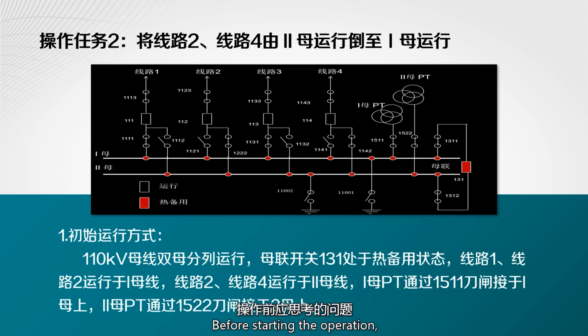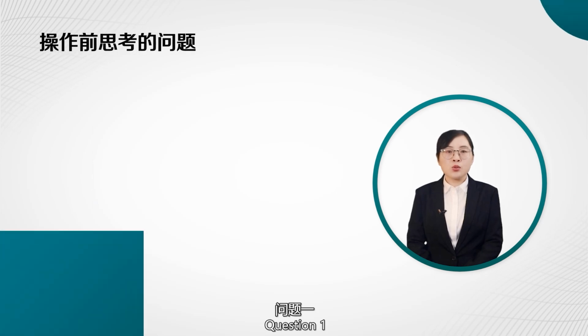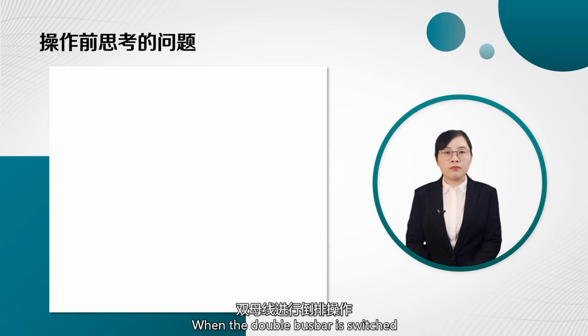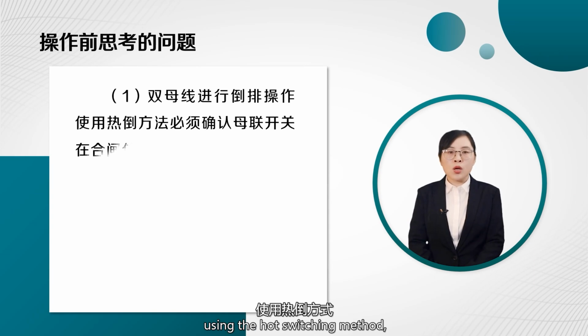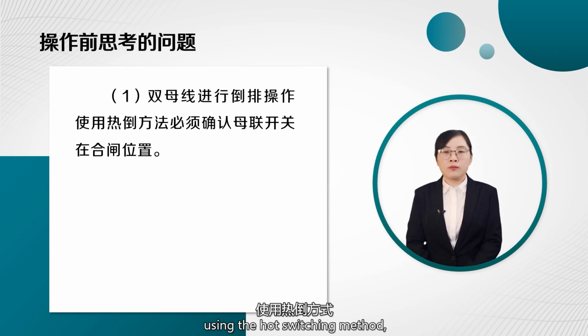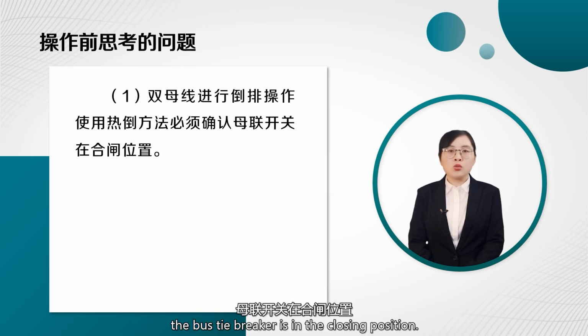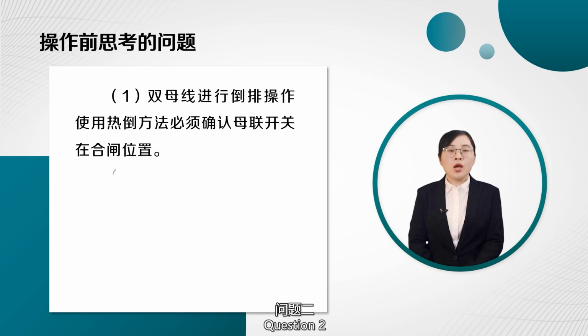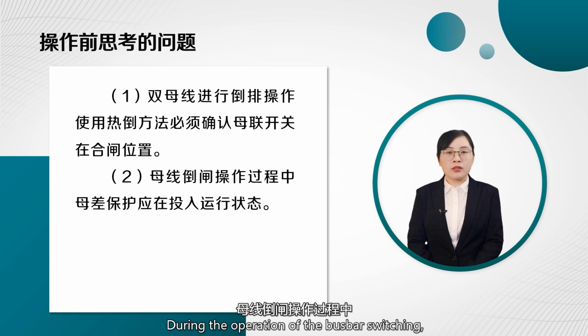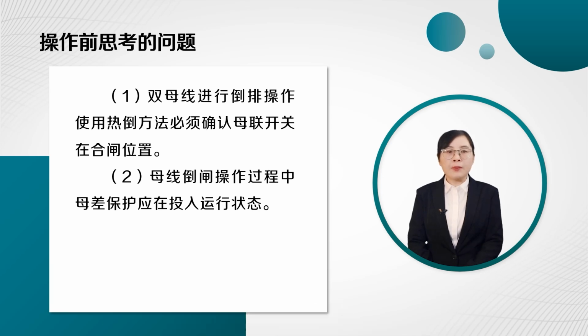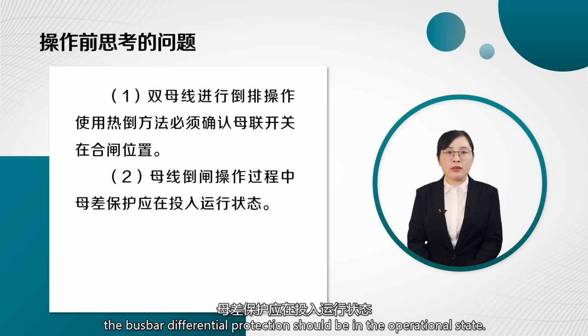Before starting the operation, please first consider the following questions. Question 1. When the double bus bar is switched, using the hot switching method, it's necessary to confirm that the bus tie breaker is in the closing position. Question 2. During the operation of the bus bar switching, the bus bar differential protection should be in the operational state.